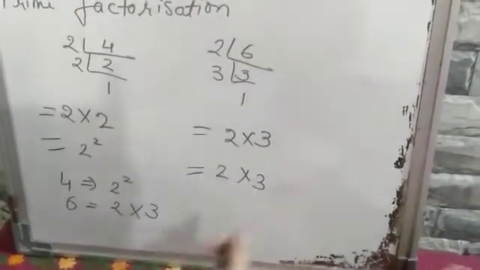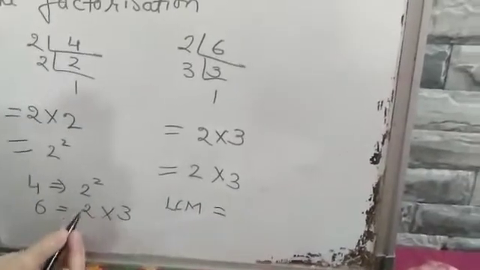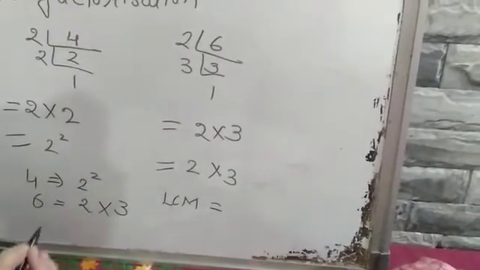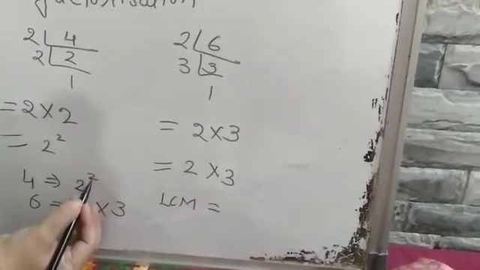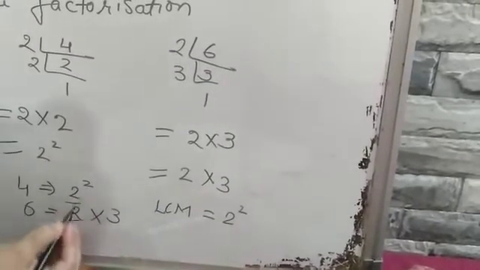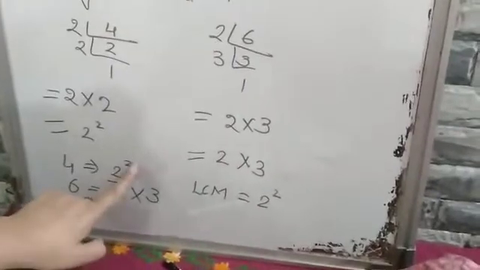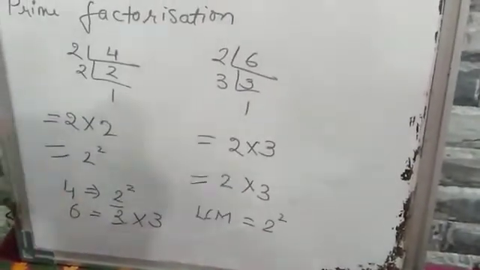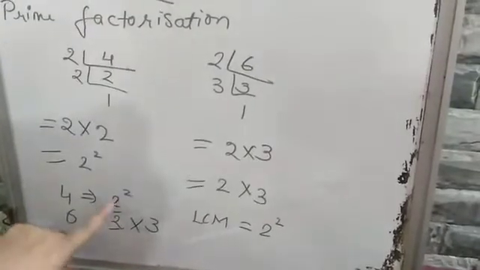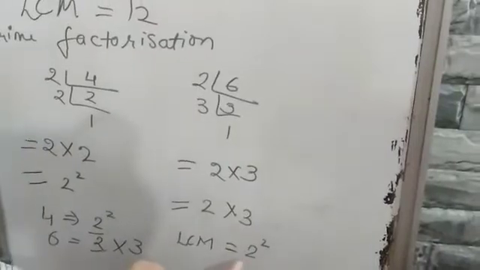Now for finding the LCM, what do you have to do? You find the base first. The first prime factor is 2. Which one has the highest power, the greatest power? Obviously this one, so you will select it. It's a common base, so you select that base with the greatest power. Remember, in HCF we were selecting the base with the smallest power, but in LCM we are selecting the base with the greatest power. This is the difference between HCF and LCM.